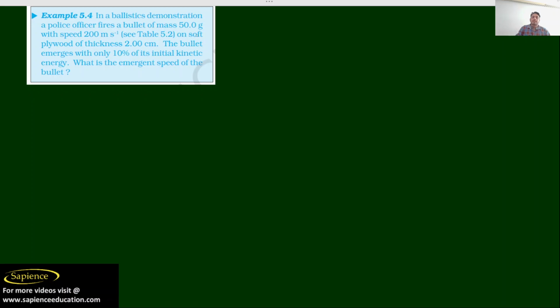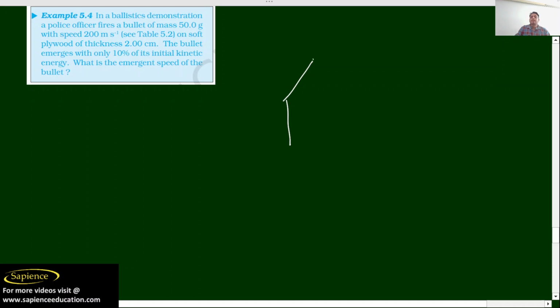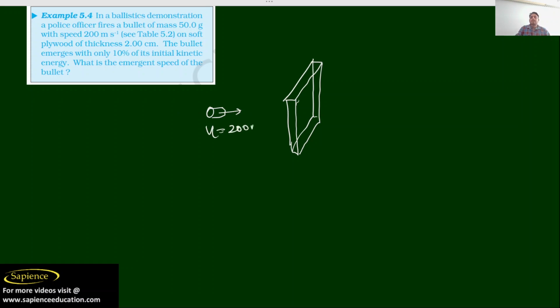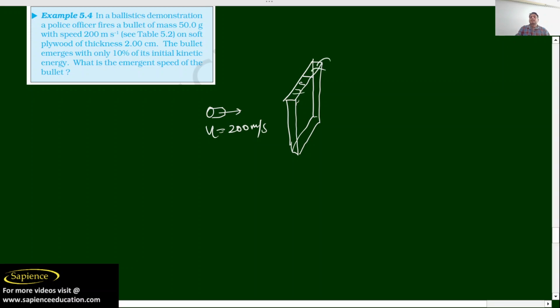200 meter per second on a soft plywood. Let us consider there is a soft plywood and a bullet is fired by the police. From here, suppose the bullet is fired and its initial velocity u is 200 meter per second, on the soft plywood of thickness 2 centimeter.